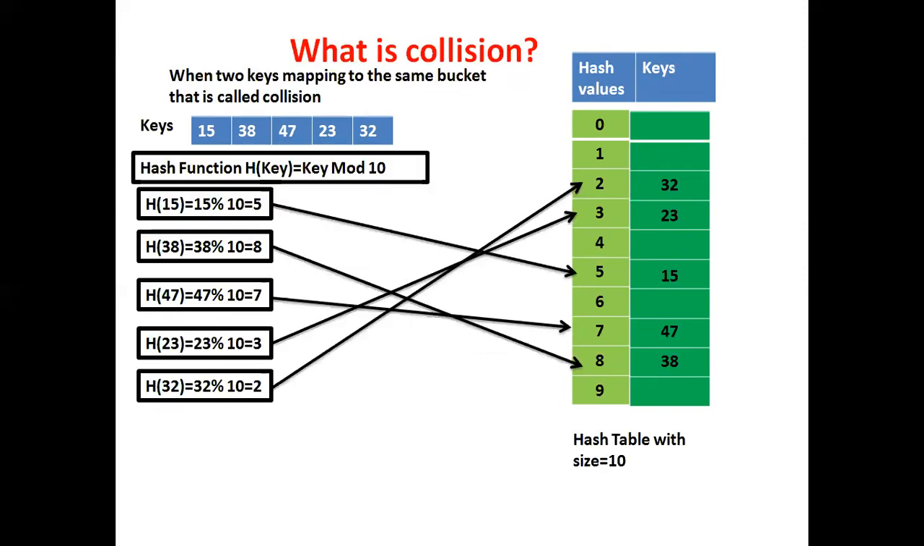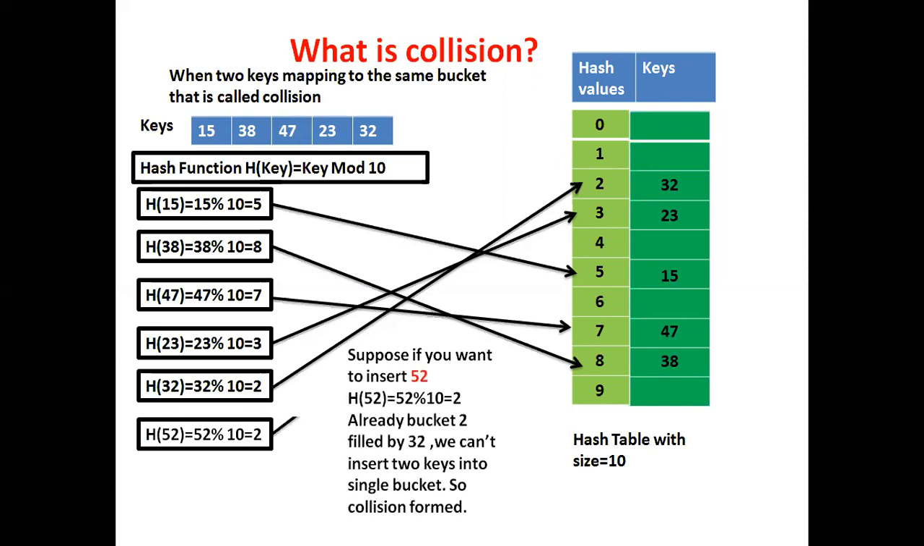So you know that collision: two keys mapping to the same bucket is called collision. Here all keys are inserted, so the second bucket, third bucket, fifth bucket, seventh bucket, and eighth bucket are filled by keys. Now I want to insert 52. It refers to the same bucket, that is the second bucket. The second bucket is already filled by 32, so we cannot insert 52 into the same bucket too. So that is called collision.